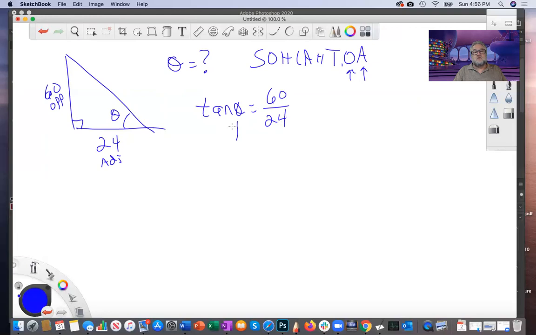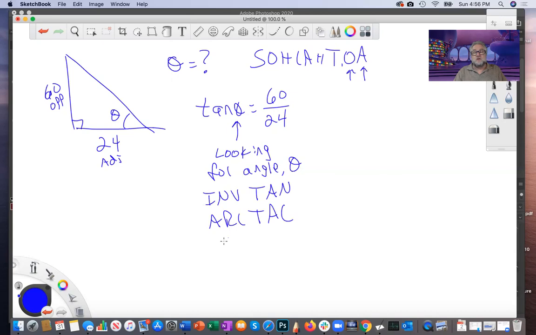And if we want to solve for the angle theta, if we're looking for the angle, then we use the inverse tangent button. Or you might use arctan on your calculator, or you might have tangent to the -1 on there. All of these things mean inverse tangent. An inverse tangent is the inverse function to tangent.